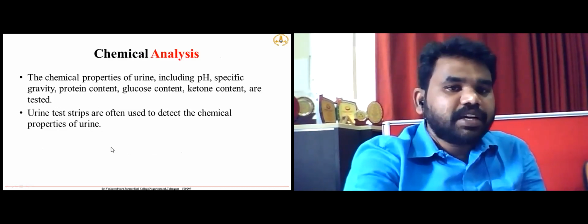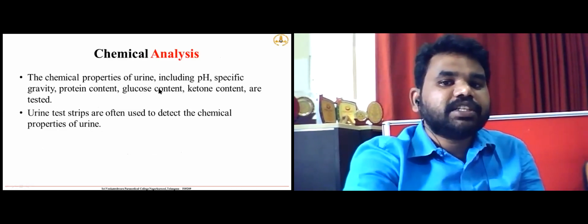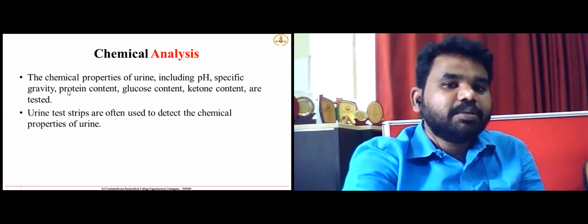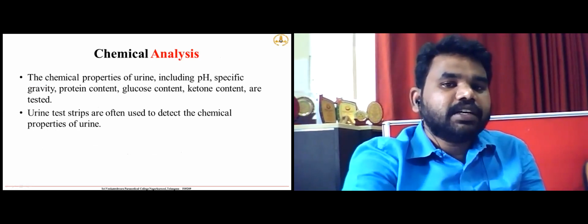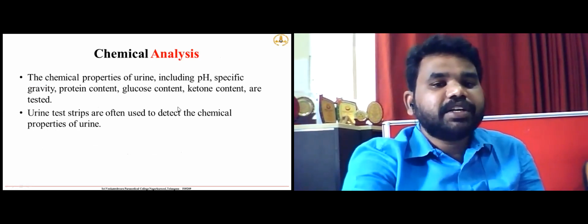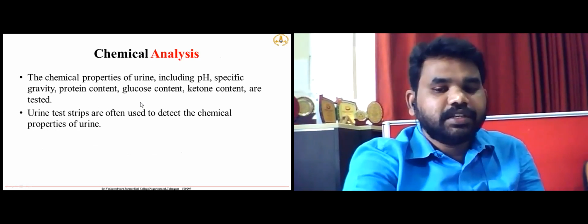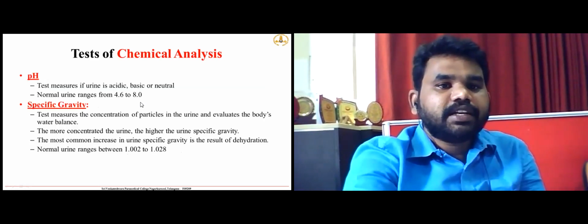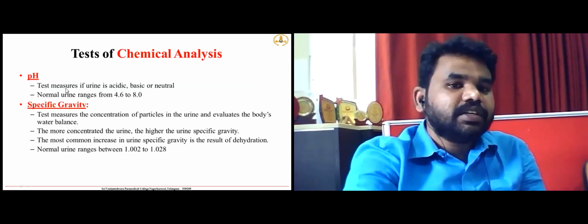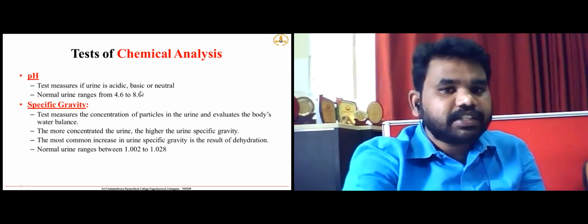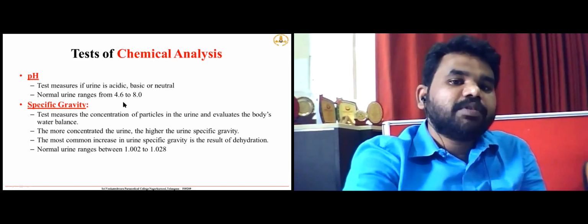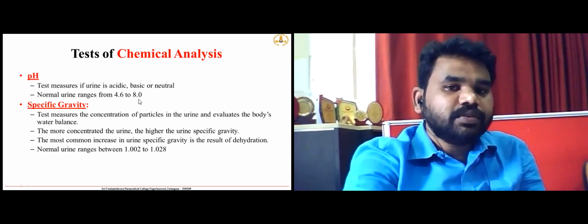Okay, and chemical analysis. Under chemical analysis, we will check the pH, specific gravity, protein content, glucose content, and ketone content. And nowadays in the laboratory, we use a single step to test all these. For pH, the test measures whether the urine is in an acidic condition or a basic condition. The normal range of the urine should be 4.6 to 8.0.